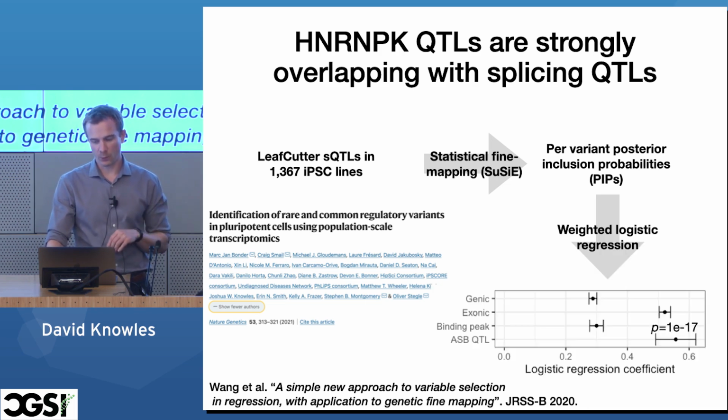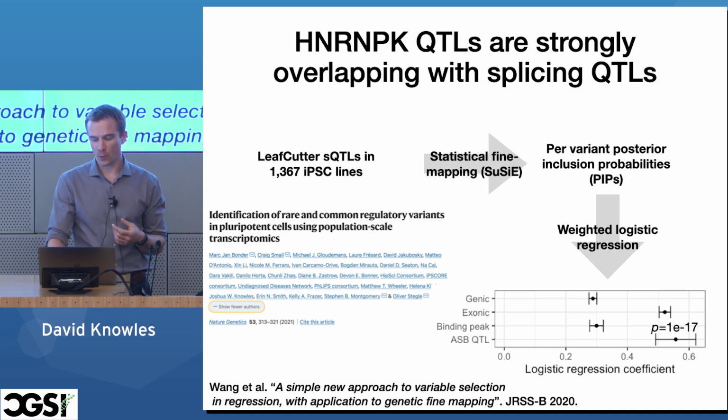And then we use a simple weighted logistic regression model that tries to predict from different features whether a SNP will be a splicing QTL. So we put in some control features here, like is the SNP genic? Is it in a gene? Is it exonic? Is it in an exon? Is it in a binding peak for hnRNPK, according to our data? And then finally, is it called as affecting allele-specific binding? So these ASB QTLs.